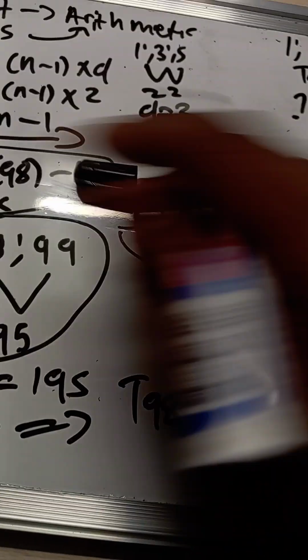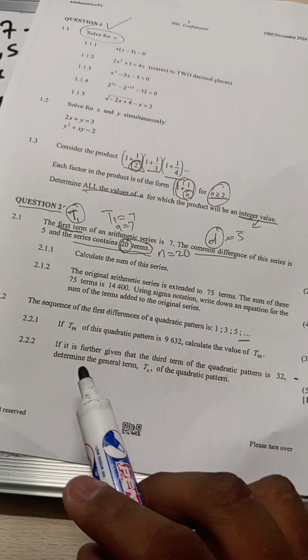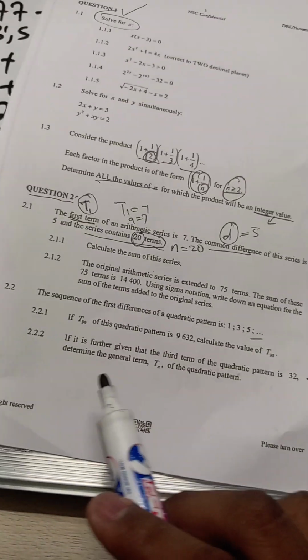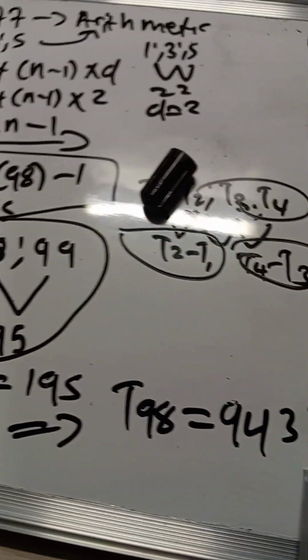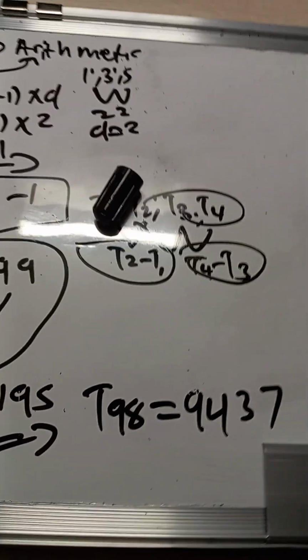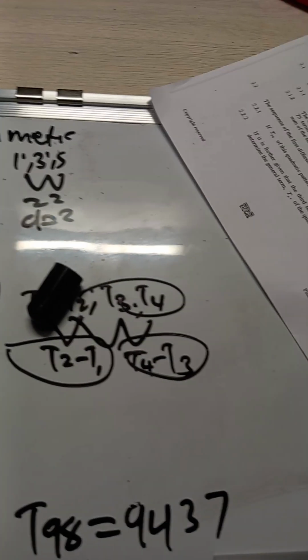Now, going on to the last question. It is further given that the third term of the quadratic pattern is 32. Determine the general term. Haha, mathematics. Now, they gave me the value of what? They gave me the third term of the quadratic.